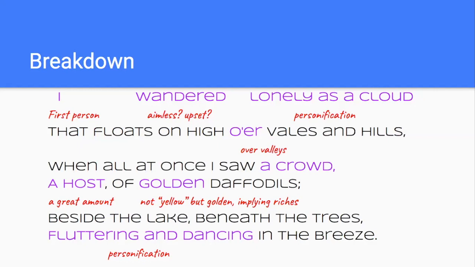And we see that as personification. You're personifying a cloud, and it's also a simile. You're comparing two things using like or as. O'er means over, in vales, or lake valleys.